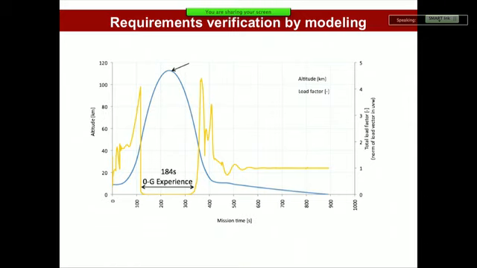There are two curves shown here. The blue curve is essentially altitude in kilometers. So you see there's the 100 kilometers. We need to get above this, right? This was our requirement.